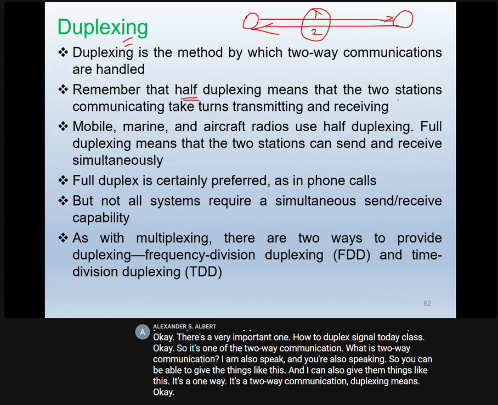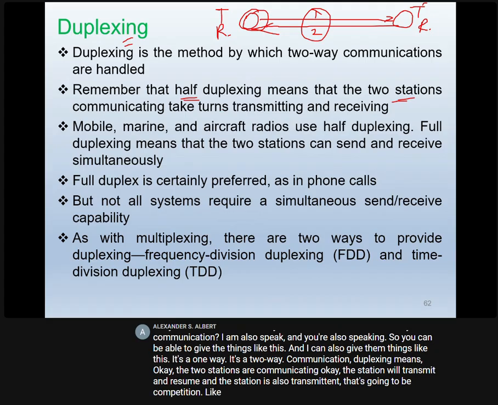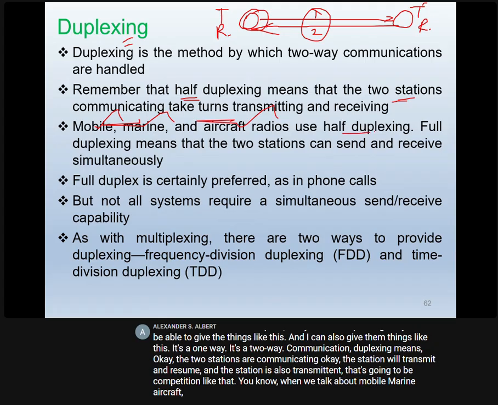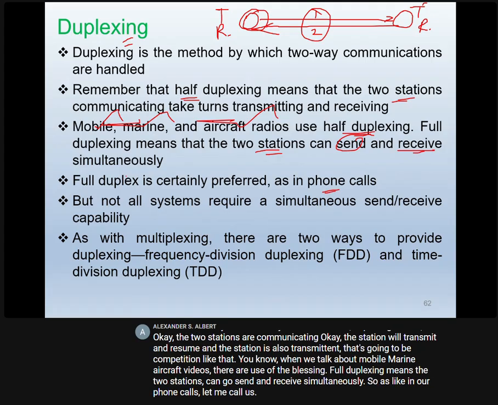Duplexing means the two stations are communicating. This station will transmit and receive, and this station also transmits and receives. That's called two-way communication. When we talk about mobile, marine, and aircraft radios, they use duplexing. Full duplexing means the two stations can both send and receive simultaneously, as in our phone calls, which we call full duplex.